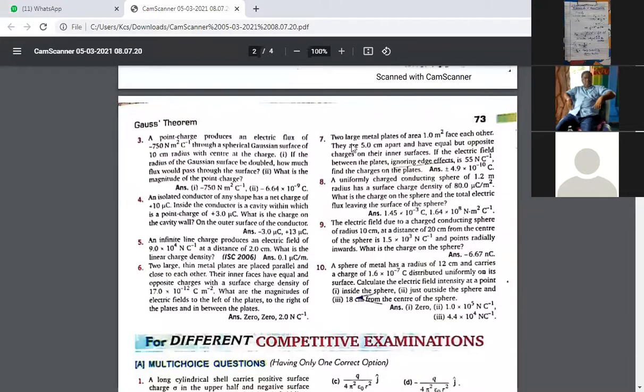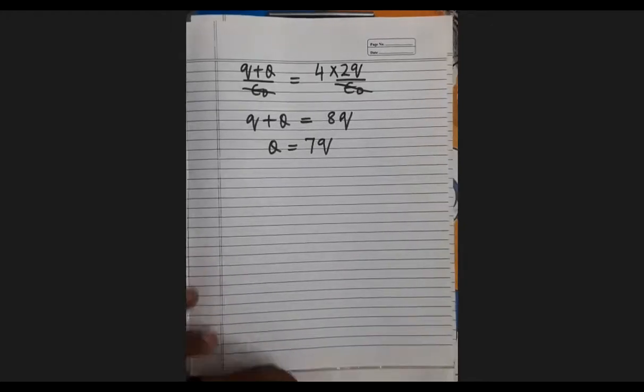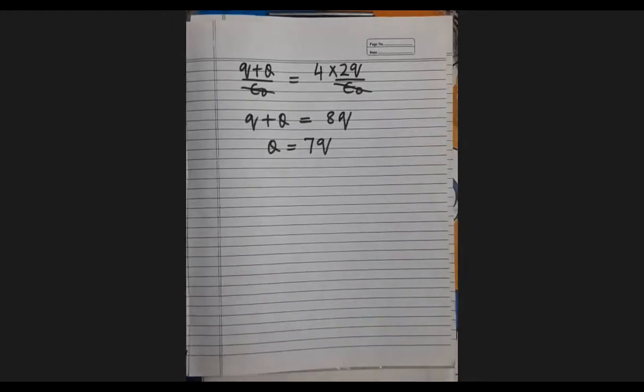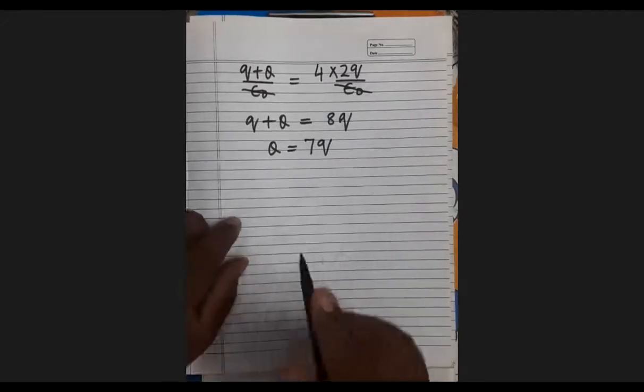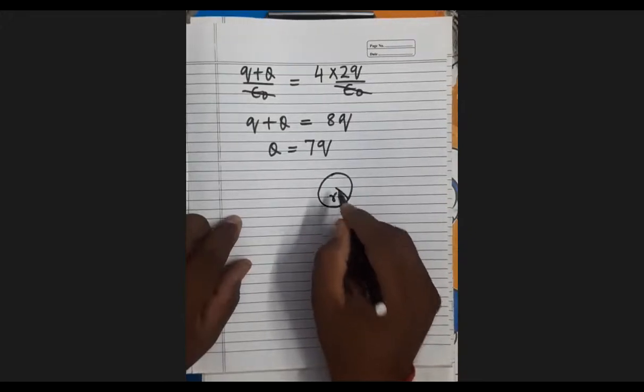Now this question. A point charge produces an electric flux of this through a spherical Gaussian surface of radius 10 centimeter with center at the charge. If the radius of Gaussian surface be doubled, how much flux would pass through the surface? As I have already told, flux does not depend upon the size of the Gaussian surface. Here it is given, a point charge produces an electric flux of this through a spherical Gaussian surface of radius 10 centimeter.